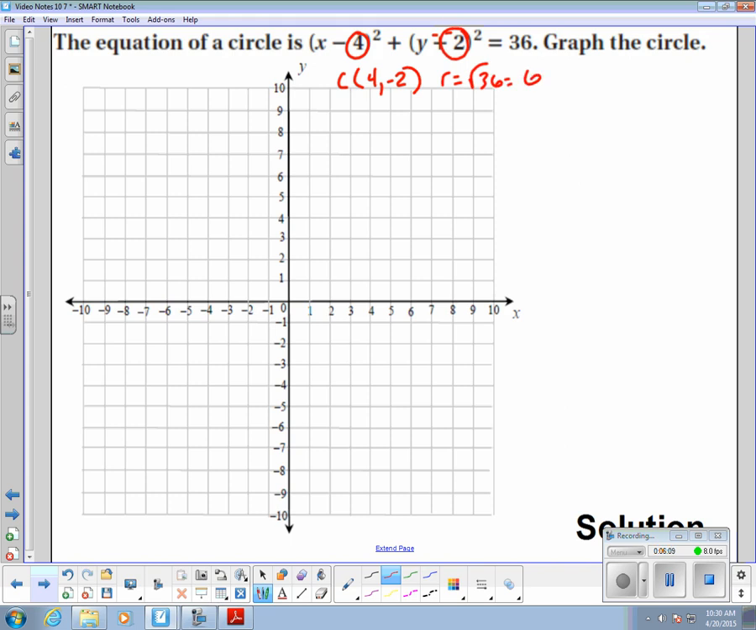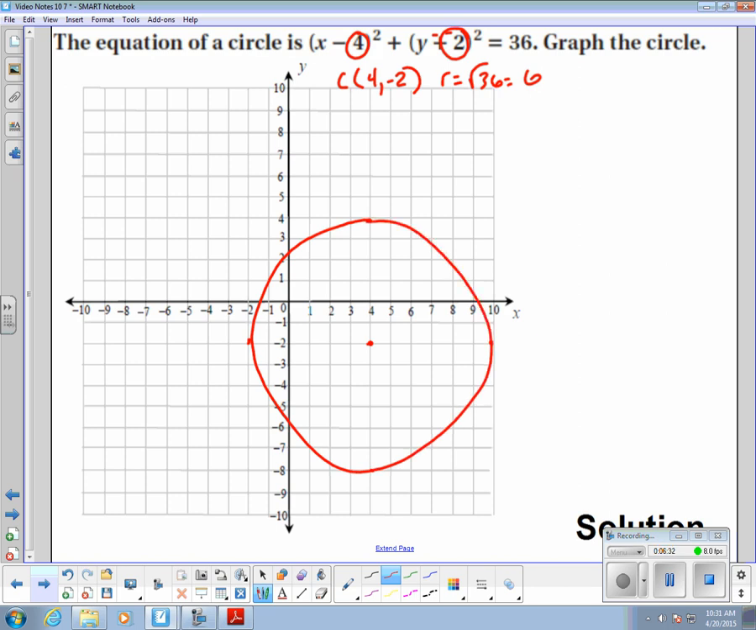So 4, negative 2 is here. And then I count 6: 1, 2, 3, 4, 5, 6, in each of the four directions. And then we'll see how well you can draw that circle there.